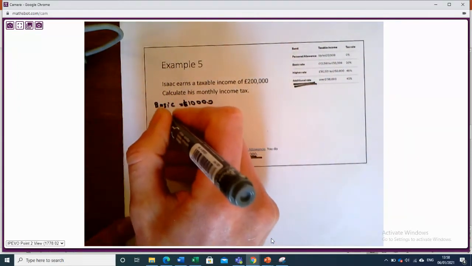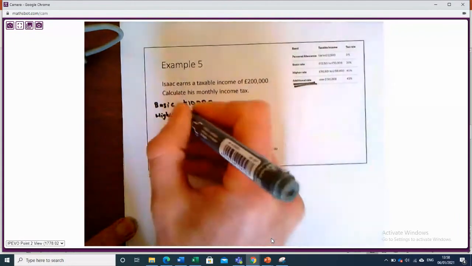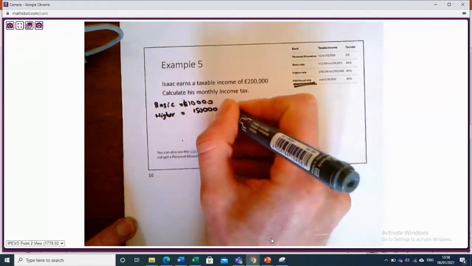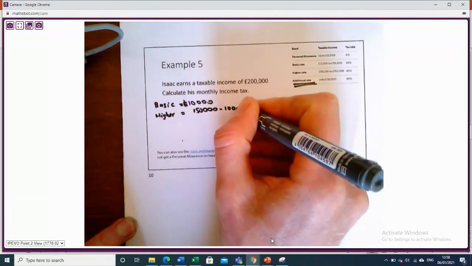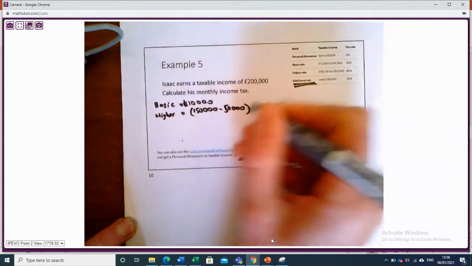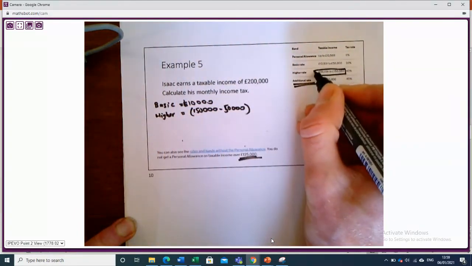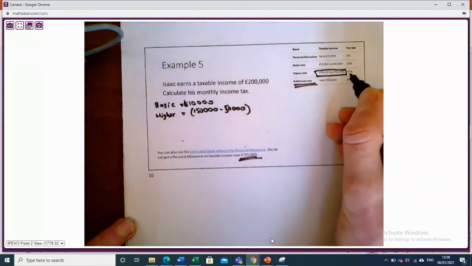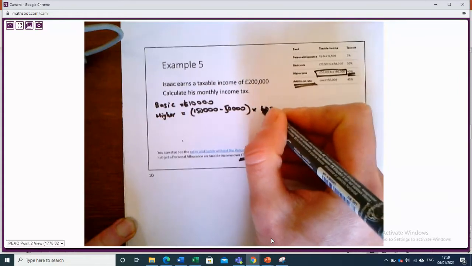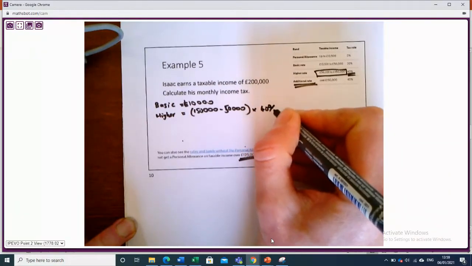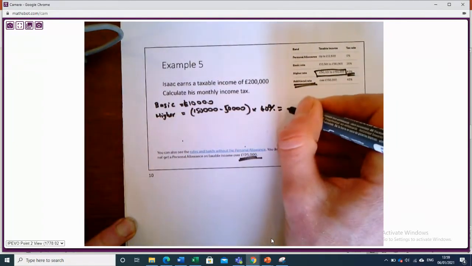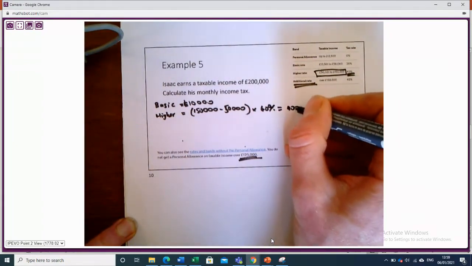Higher, slightly more, 150,000 minus 50,000, because that is the range of the higher rate of tax, paying 40% on it. Write it like that. 40% of £100,000 is £40,000.